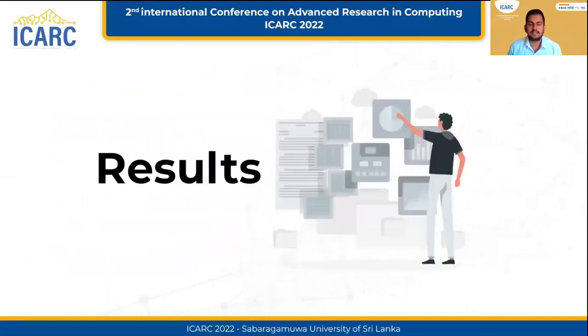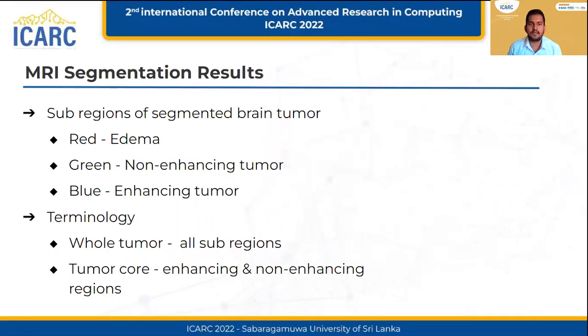Let's discuss results now. A segmented tumor can be split into 3 subregions. We have used red to indicate the edema region, green for the non-enhancing region, and blue for the enhancing tumor. The union of all 3 regions is generally named the whole tumor. Tumor core is the region belonging to the enhancing and non-enhancing tumor, which corresponds to the blue and green regions.